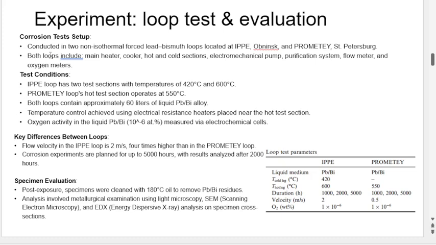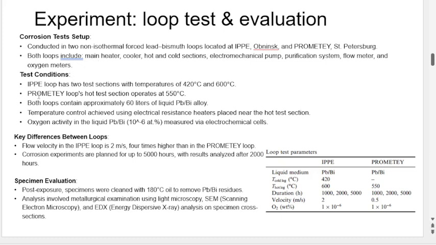Okay, let's start with the experiment. This test uses the loop test, the corrosion test setup conducted in two non-isothermal forced lead bismuth loops located in Obninsk, Russia. Both loops include main heater, cooler, hot and cold section. Because it's a loop, we usually have hot and cold sections. Electromagnetic pump, purification system, flow meter, and oxygen sensors.